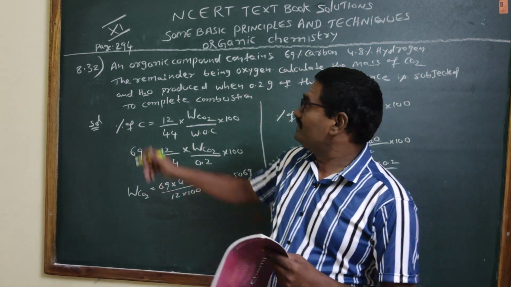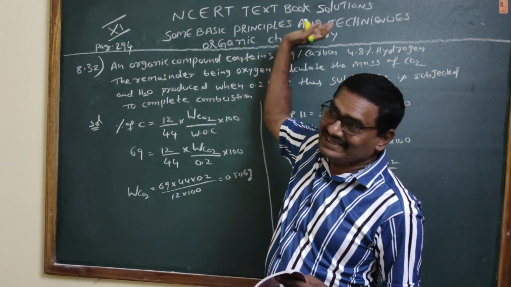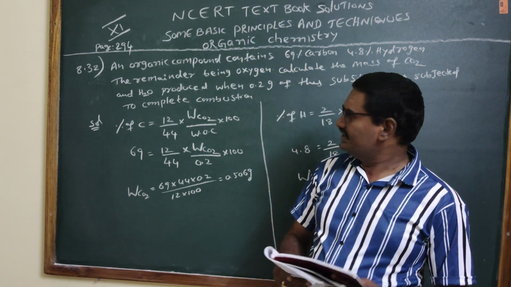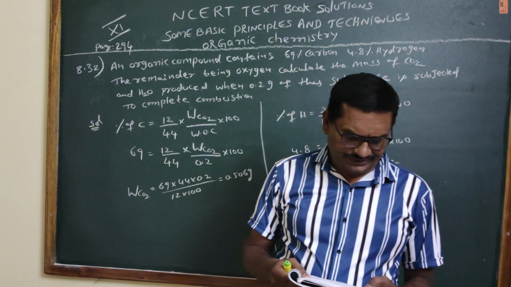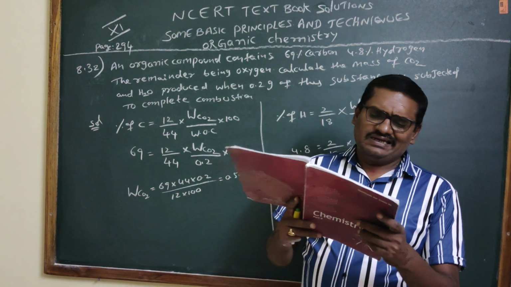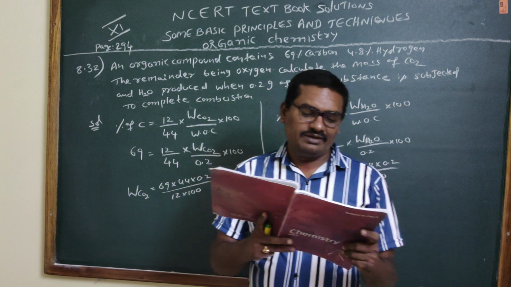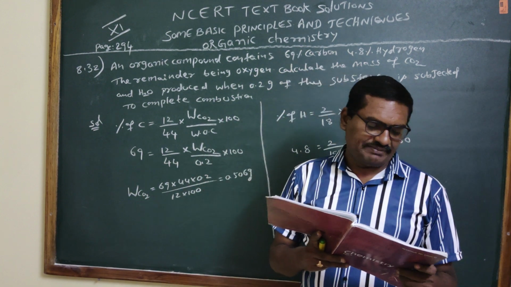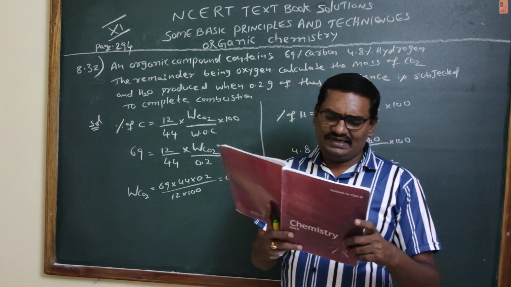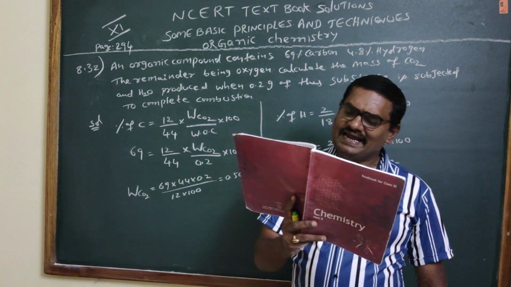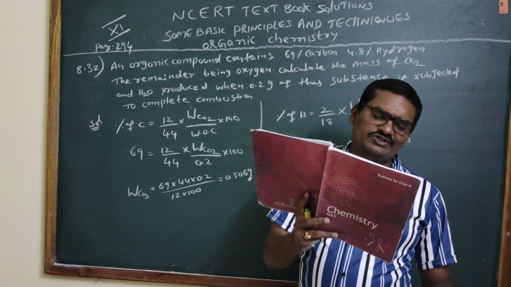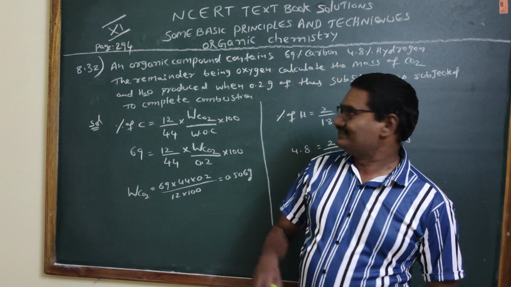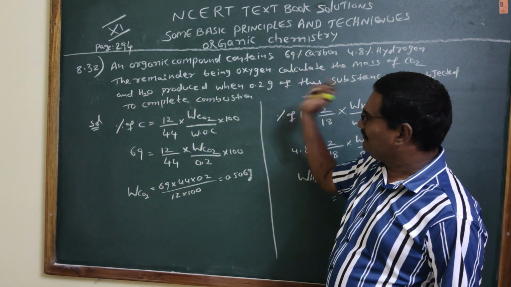8.32, page number 294, NCERT textbook solutions, Some Basic Principles and Techniques, organic chemistry. An organic compound contains 69% carbon and 4.8% hydrogen, the remainder being oxygen. Calculate the mass of carbon dioxide and water produced when 0.20 grams of this substance is subjected to complete combustion. So that is the question.